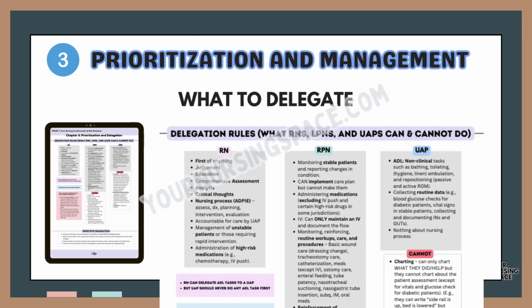When delegating, avoid mistakes like assigning UAPs to assess or LPNs to handle unstable patients. And remember, RNs are accountable for what they delegate.